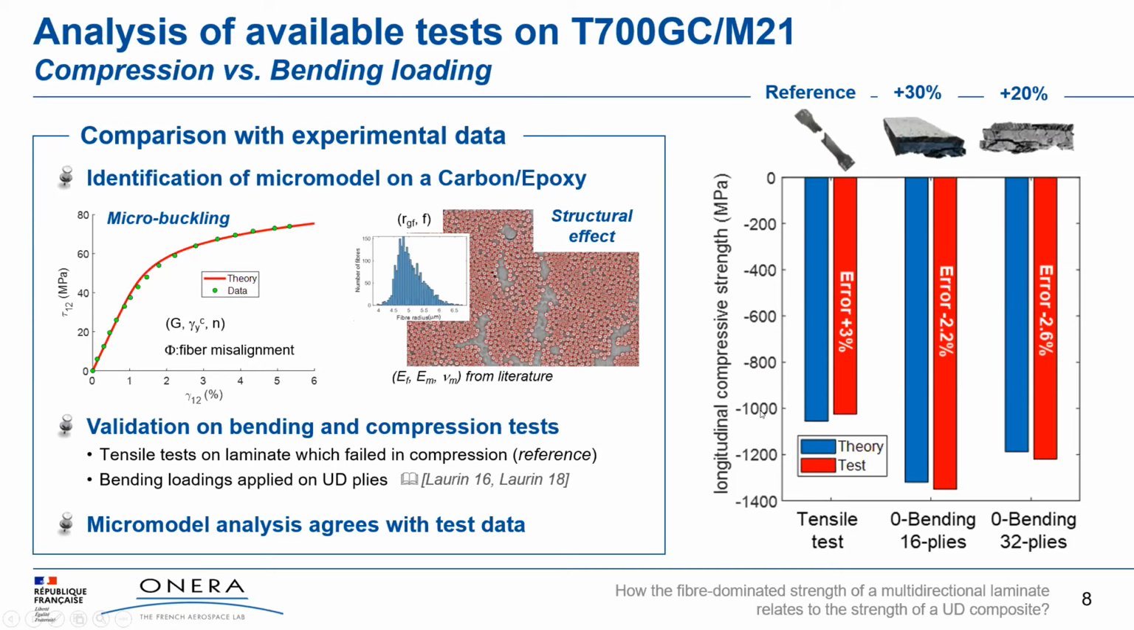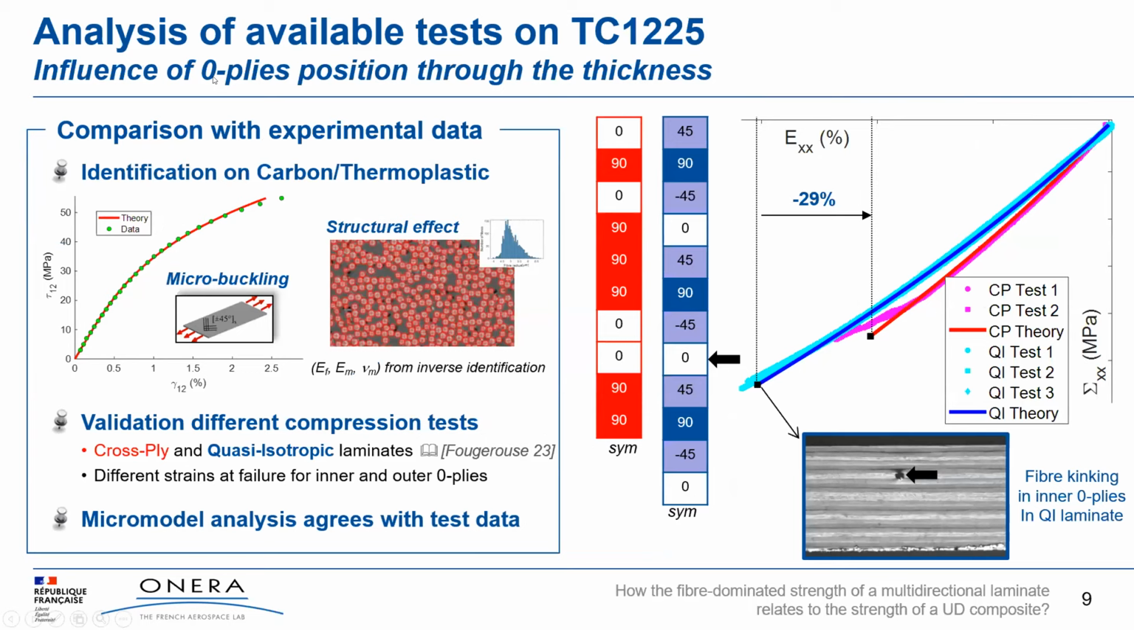And as you can see, the micro model is able to predict the increase of the apparent strength of the UD ply as a function of the loading. So my point is just to say, if you consider that at micro scale, you can predict the influence of the loading.